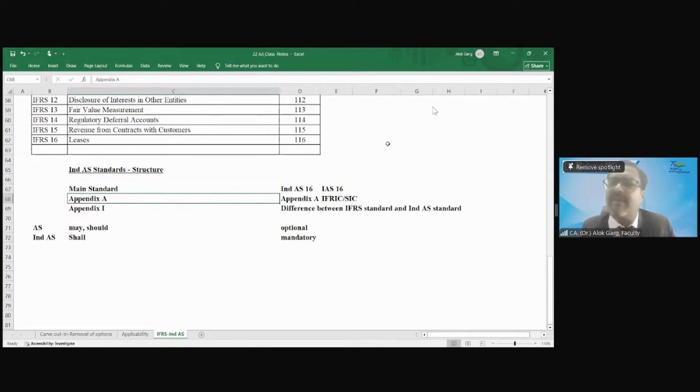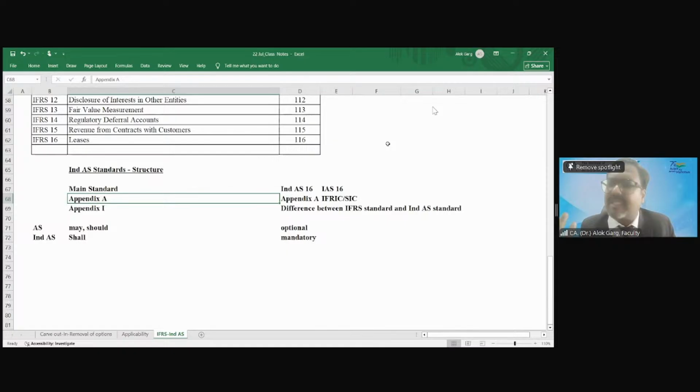What is meant by alphabetical appendix? Appendix A, Appendix B, Appendix C. What does this alphabetical appendix denote? Main standard, you understood, just like your accounting standards, is the Ind AS standard, which talks about recognition, measurement, presentation, disclosure requirement. In the alphabetical appendix, there is an interpretation, like Appendix A to property, plant and equipment, which talks about the accounting of asset retirement obligation.